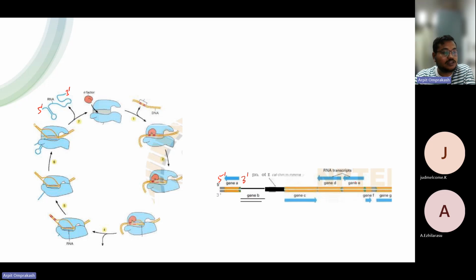Then again for gene D and gene E, it will be in the same direction. But on the other strand, which runs anti-parallel, this will be 3', this will be 5'. So the direction of gene transcription here will be opposite on the other strand.